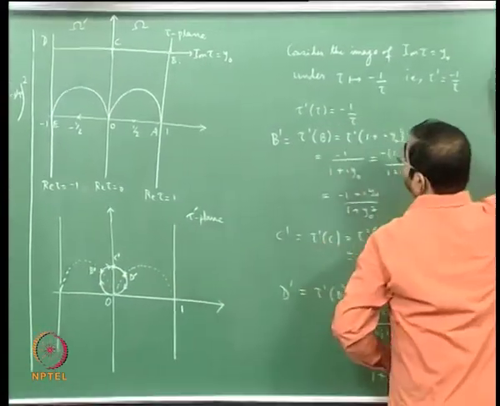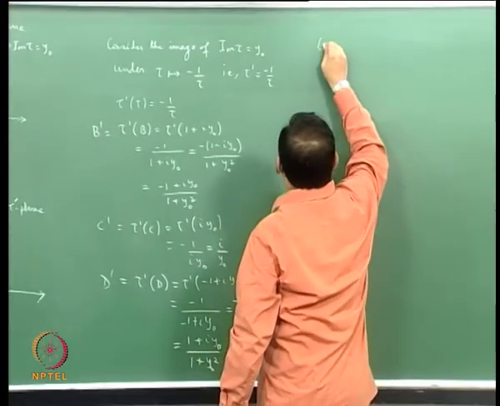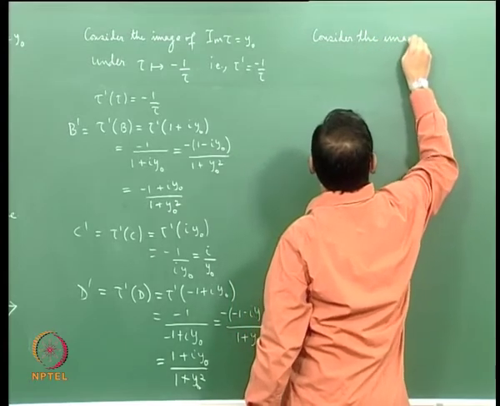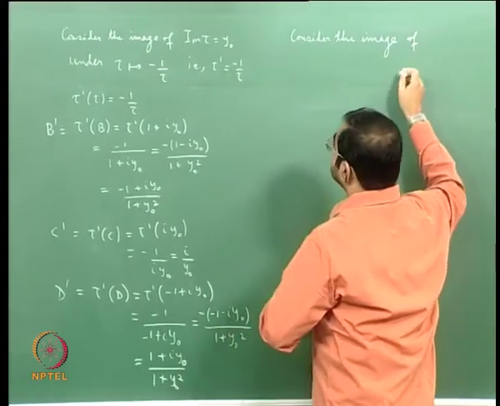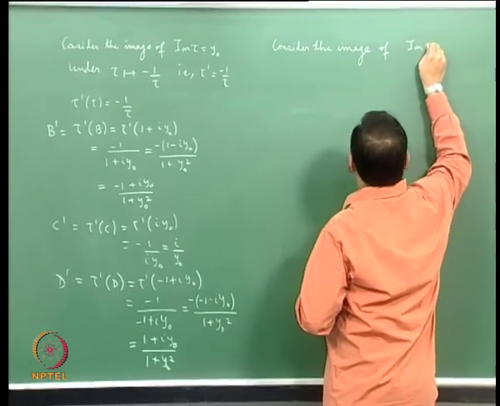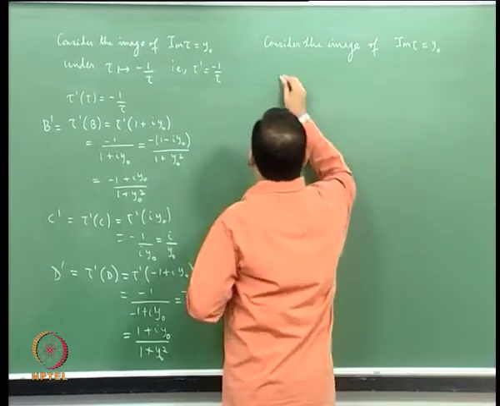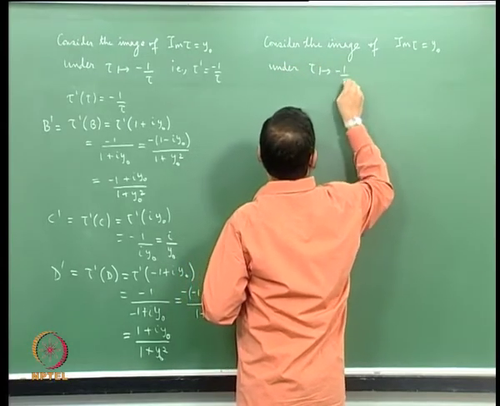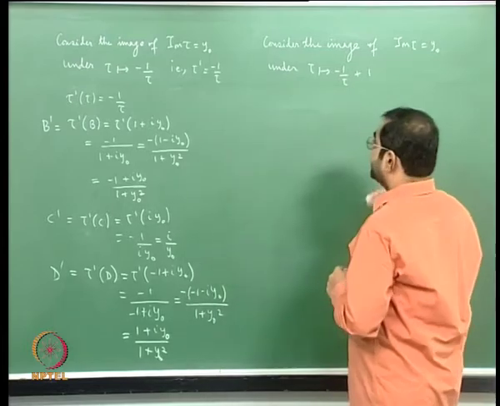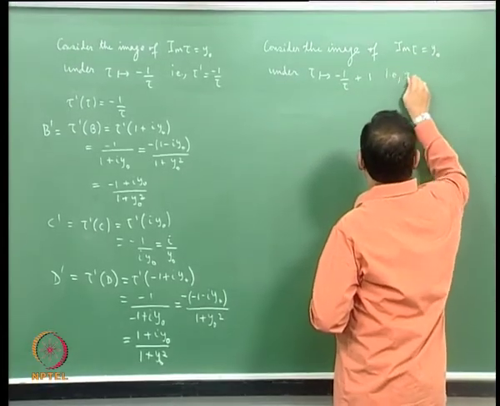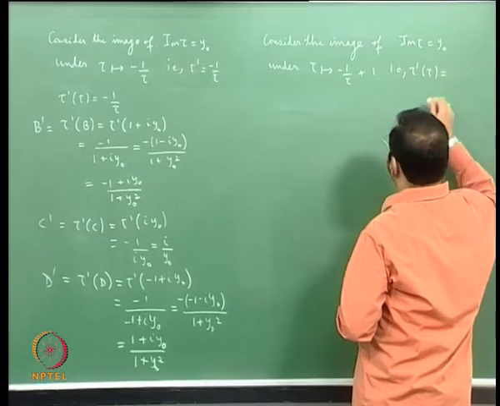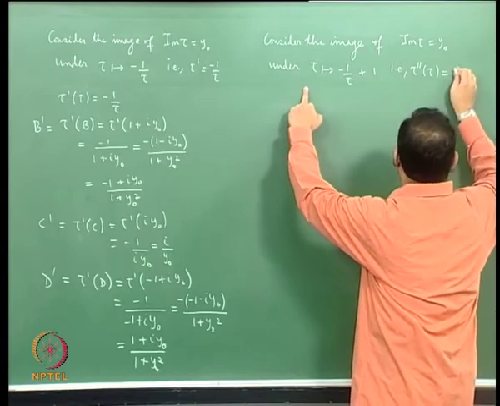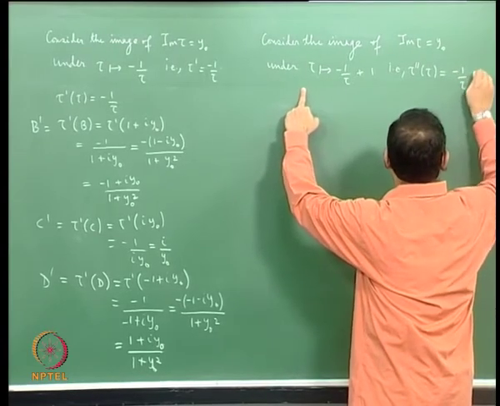Alright, so what I will do is consider the image of the line where imaginary part of tau is equal to y naught under tau going to minus 1 by tau plus 1. So that is tau prime of tau; let me call it tau double prime if you want. So tau double prime of tau is minus 1 by tau plus 1.